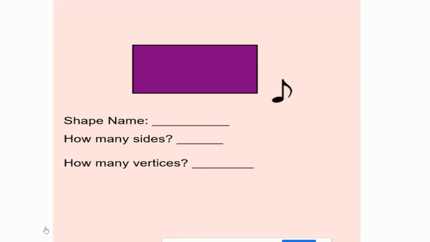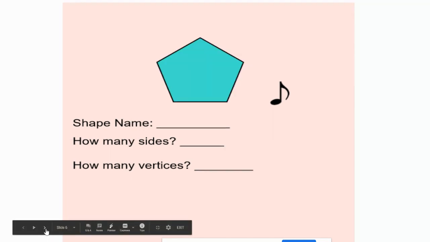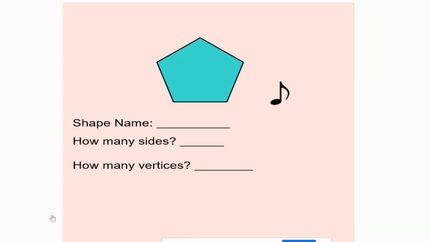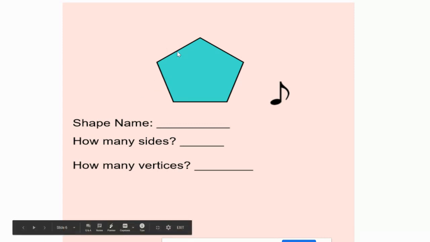This, of course, is a rectangle. It also has four sides and four vertices. There's many four-sided figures in geometry, friends, and they're all called quadrilaterals. This is a pentagon. A pentagon has five sides. One, two, three, four, five. And it also has five vertices or corners.